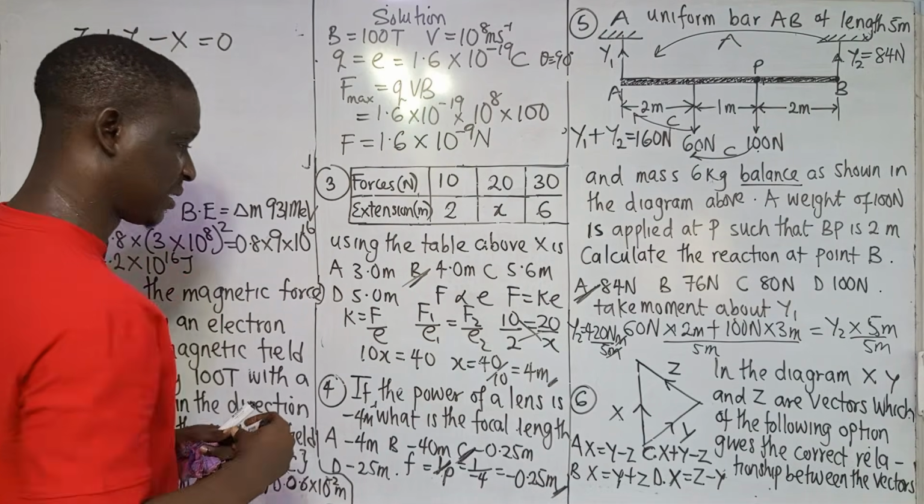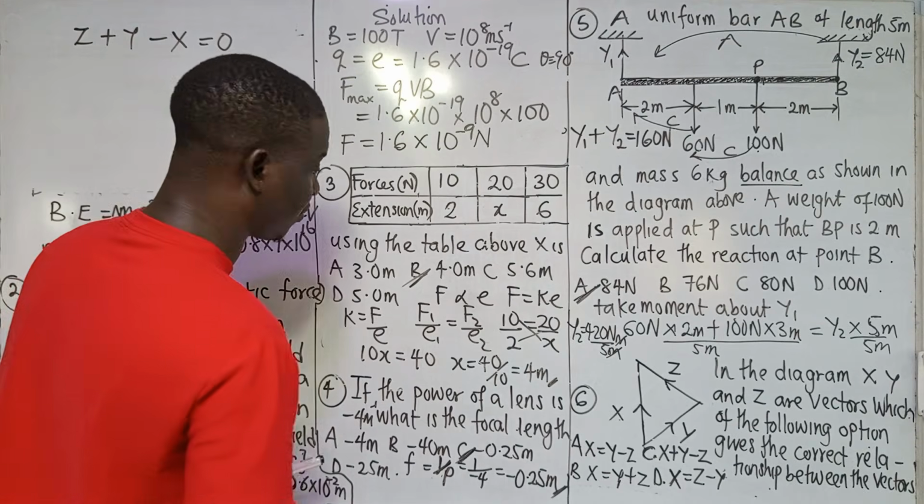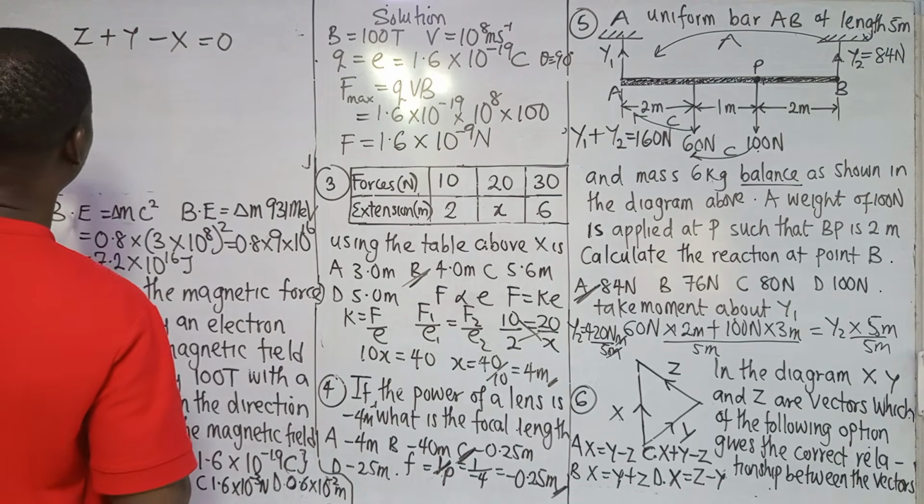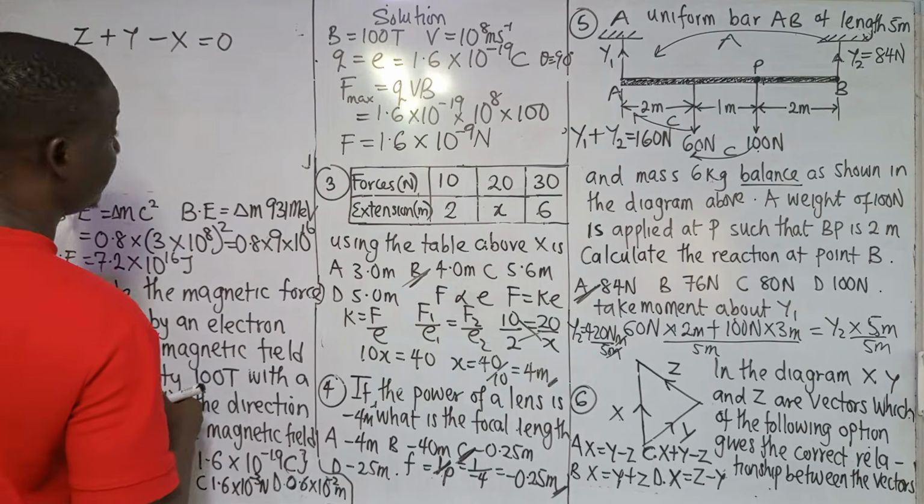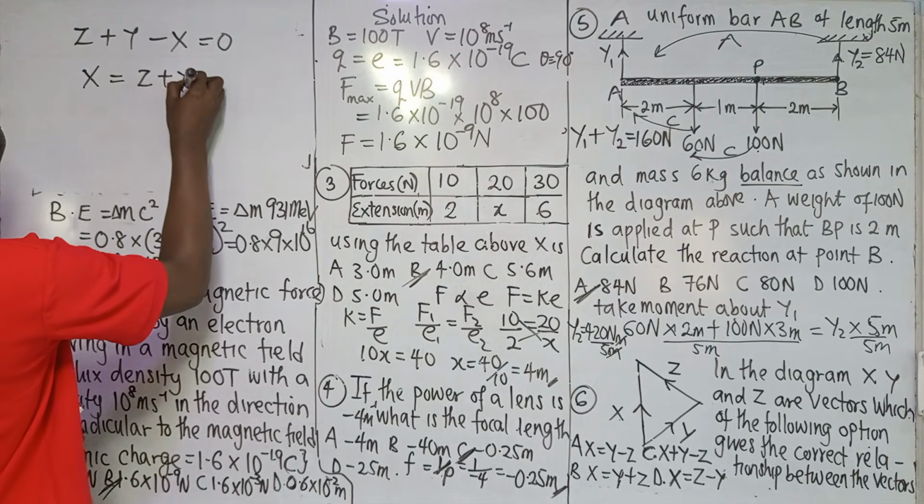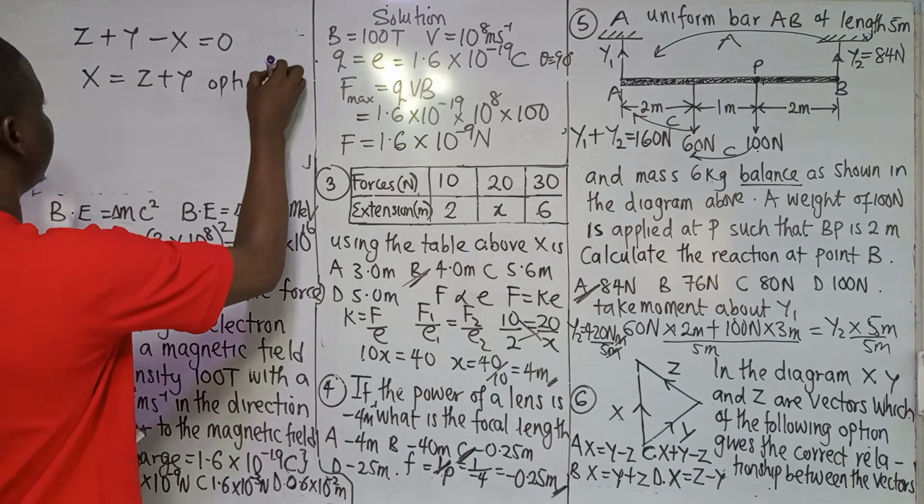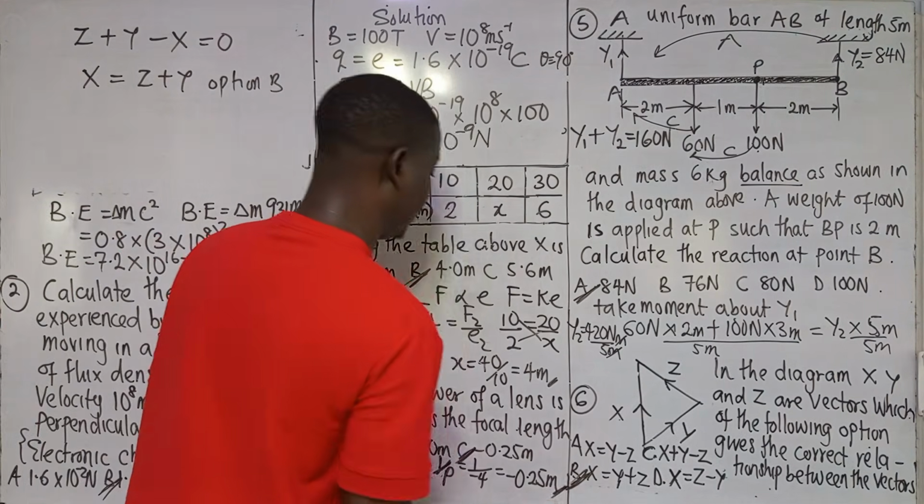We don't have this kind of answer in the option. Do we have it? No. We don't have it. Okay. Let us arrange this formula again. We can say that X is equal to Z plus Y. Is this one there? Yes. That will be option B. So the answer is B for this one.